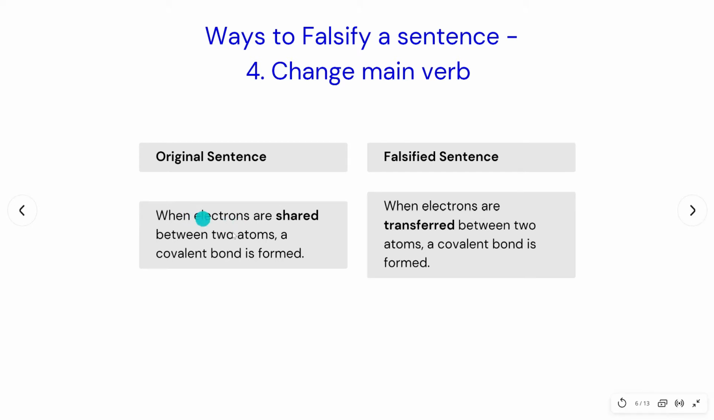Let's say the original sentence is, "When electrons are shared between two atoms, a covalent bond is formed." Now we are identifying the main verb, "shared," and replacing it with alternate or opposite verbs: "When electrons are transferred between two atoms, a covalent bond is formed." Here we are falsifying the sentence by changing the main verb.